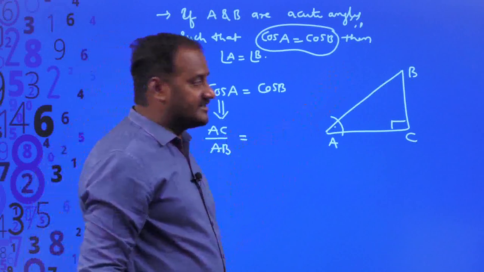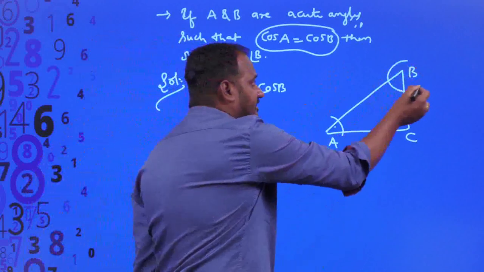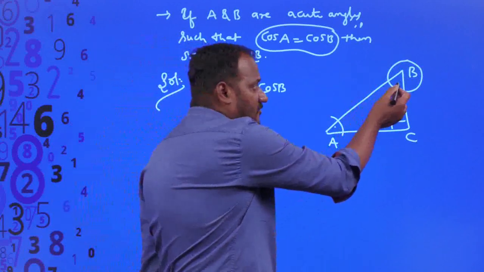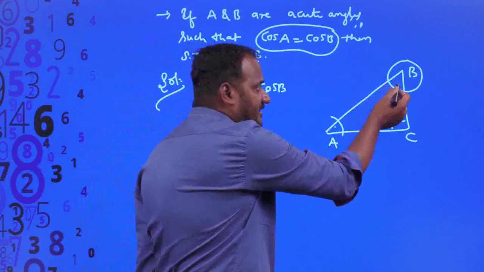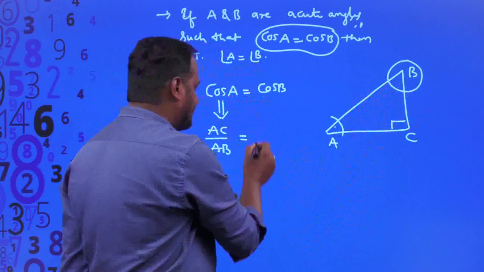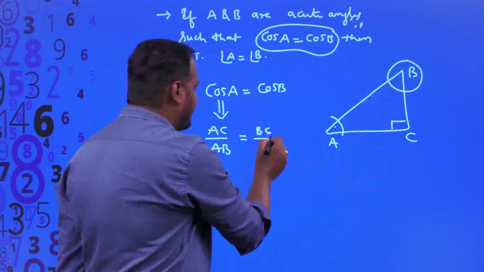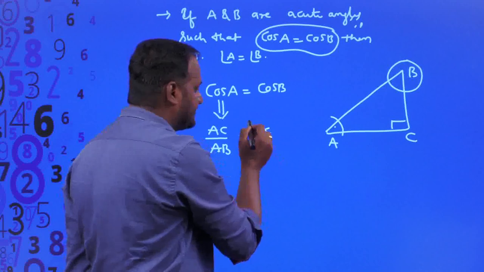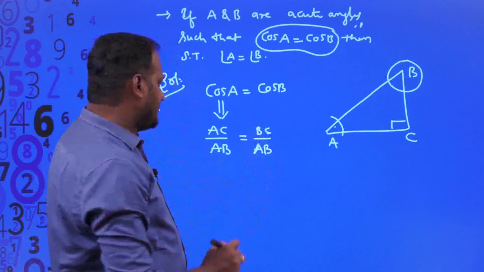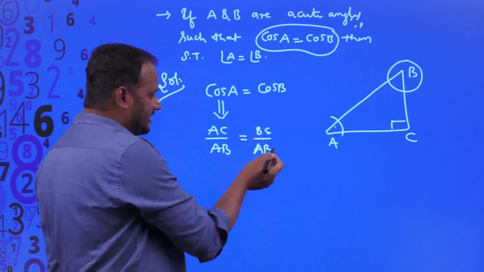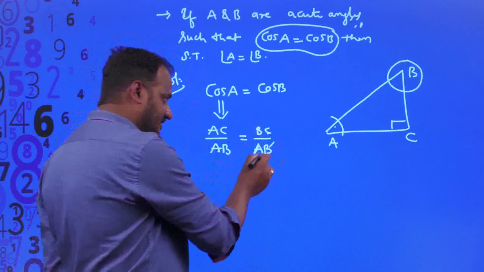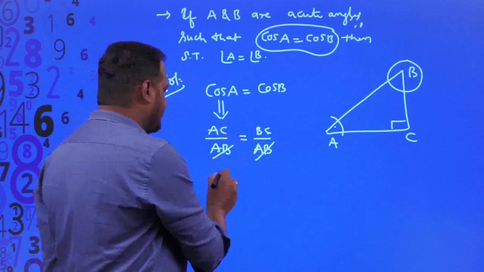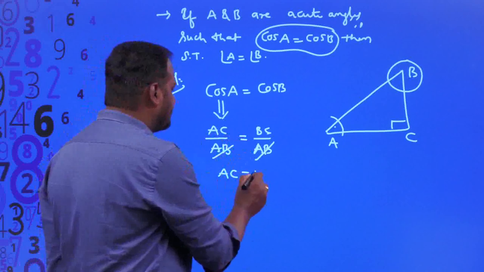Now, cos B. What is the definition of cos B? Now you will have to see according to angle B. According to angle B, what is the side adjacent to angle B? Obviously that is BC. So BC divided by what is the hypotenuse? Obviously the hypotenuse remains unchanged, that is AB, right? In these two ratios, you have a single denominator, the same denominator. Can we cancel both the denominators? Yes, then we are left with AC is equal to BC.